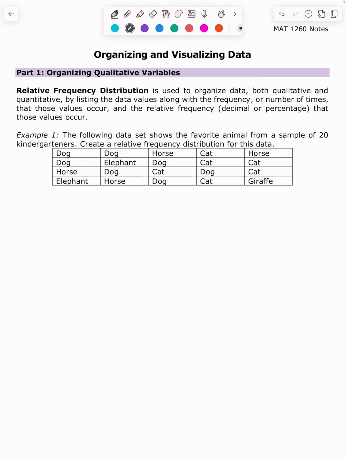So we're going to use a fairly simple example here. I have a data set of favorite animals from a sample of 20 kindergarteners. So we're going to make a relative frequency distribution for this data set. So the first column is what our data set represents. So I'm going to create my first column by labeling it favorite animal.